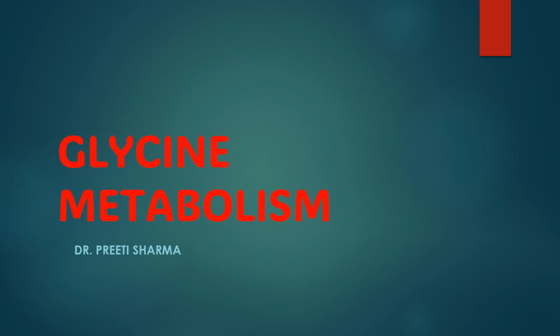Good morning. Today I'm going to discuss glycine metabolism. Glycine is an aliphatic amino acid. Other members of this category are alanine, valine, isoleucine, and leucine. And glycine is a non-essential amino acid. Today I'll be seeing various biosynthetic pathways for production of specialized products derived from glycine and associated inborn disorders.